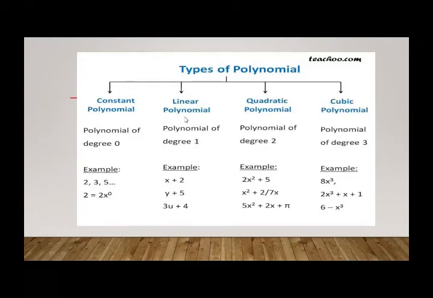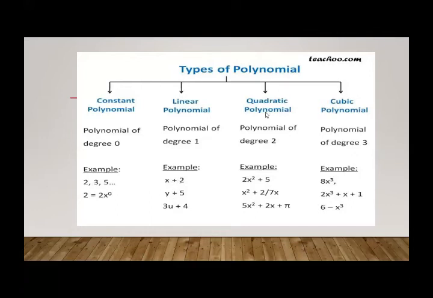The second is linear polynomial. Linear polynomial means the degree is 1. The examples are x plus 2, y plus 5, 3u plus 4. In all, we see the exponent is 1.